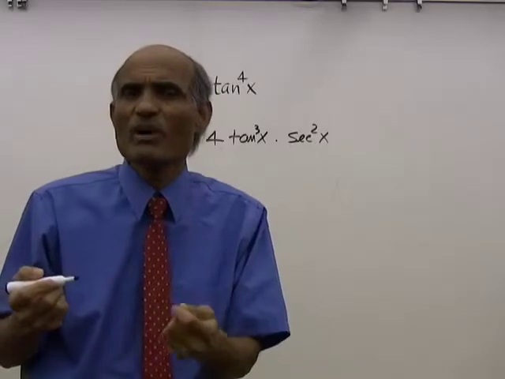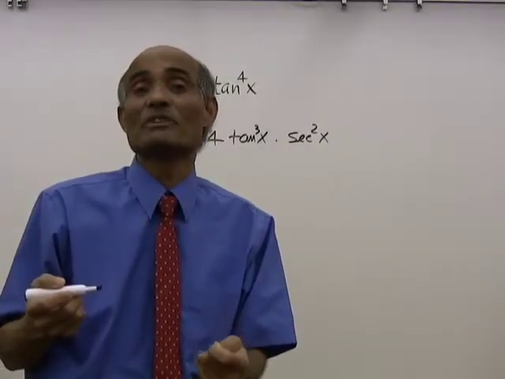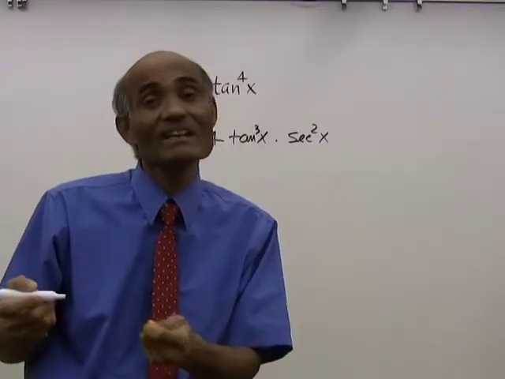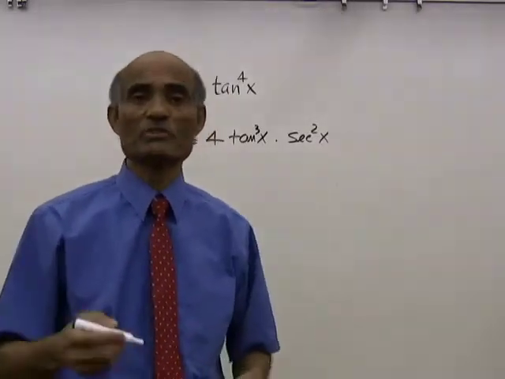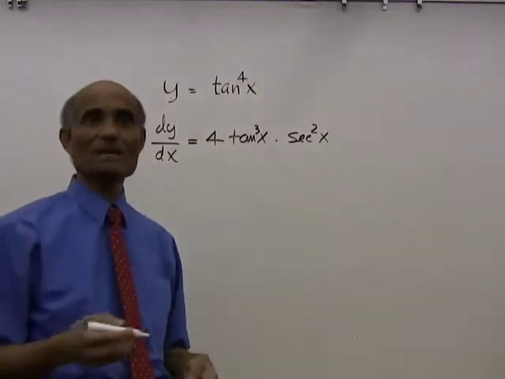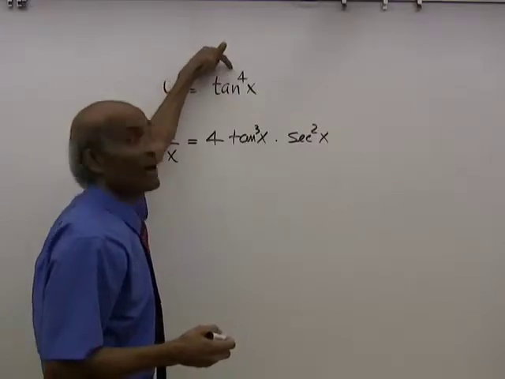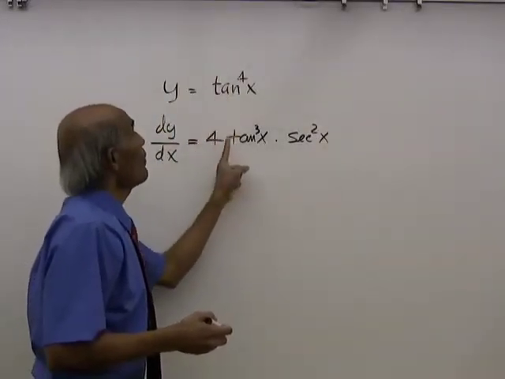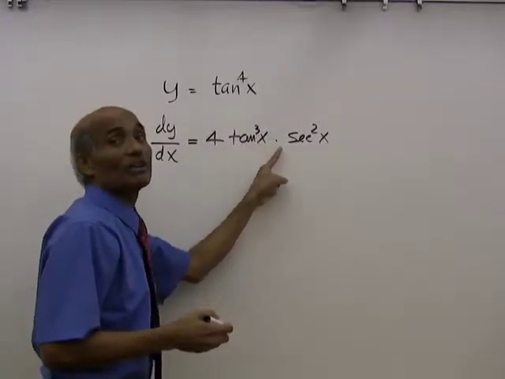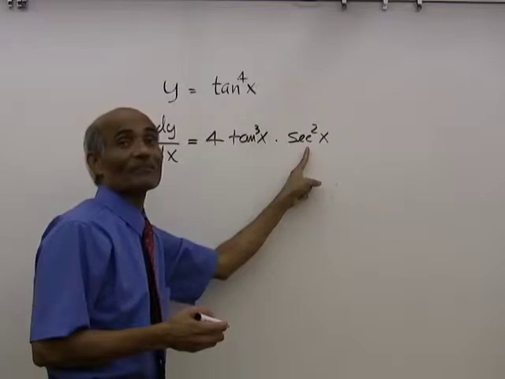What is the derivative of secant x? The derivative of secant x is secant x tan x. So always review these derivatives, write them down as many times as you can. So if y equal to tan to the power of 4x, dy by dx equal to 4 tan cube x times the derivative of tan x, which is secant squared x.